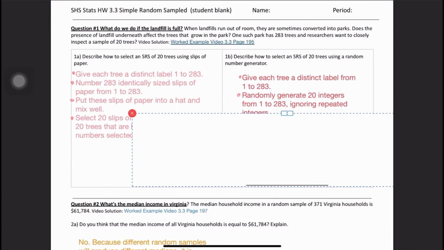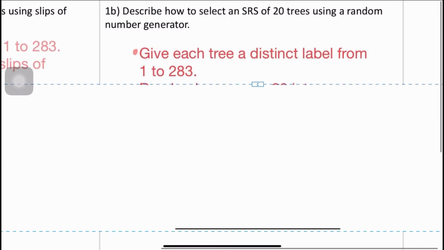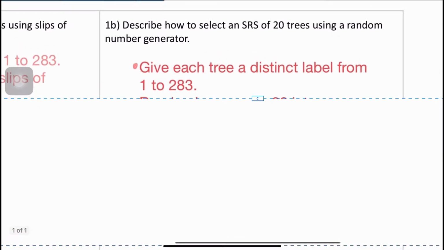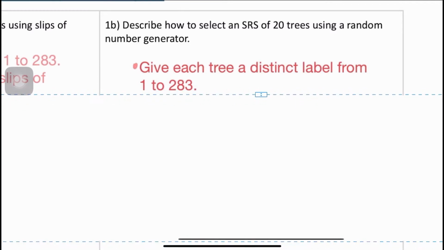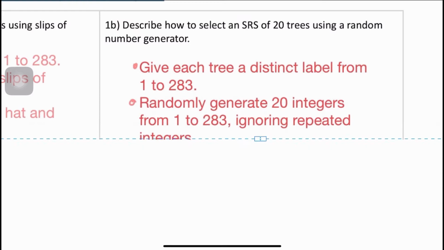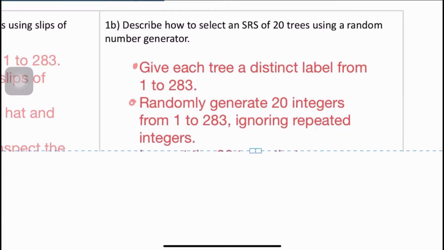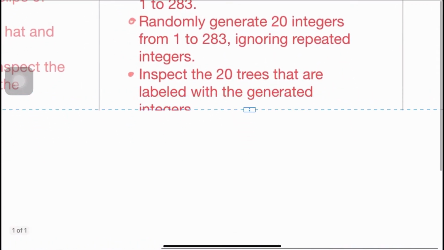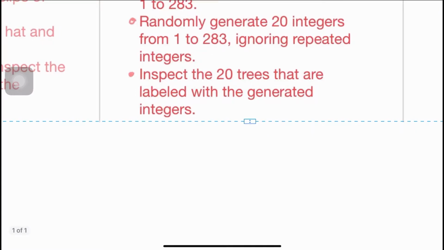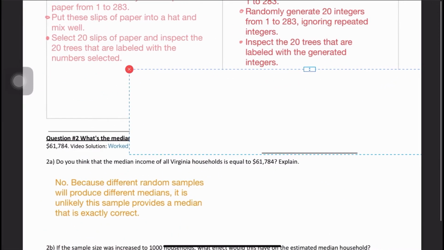1B. You will describe how to select an SRS of 20 trees using a random number generator. You're going to give each tree a distinct label from 1 to 283, randomly generate 20 integers from 1 to 283, ignoring repeated integers. Then, inspect the 20 trees that are labeled with generated integers.